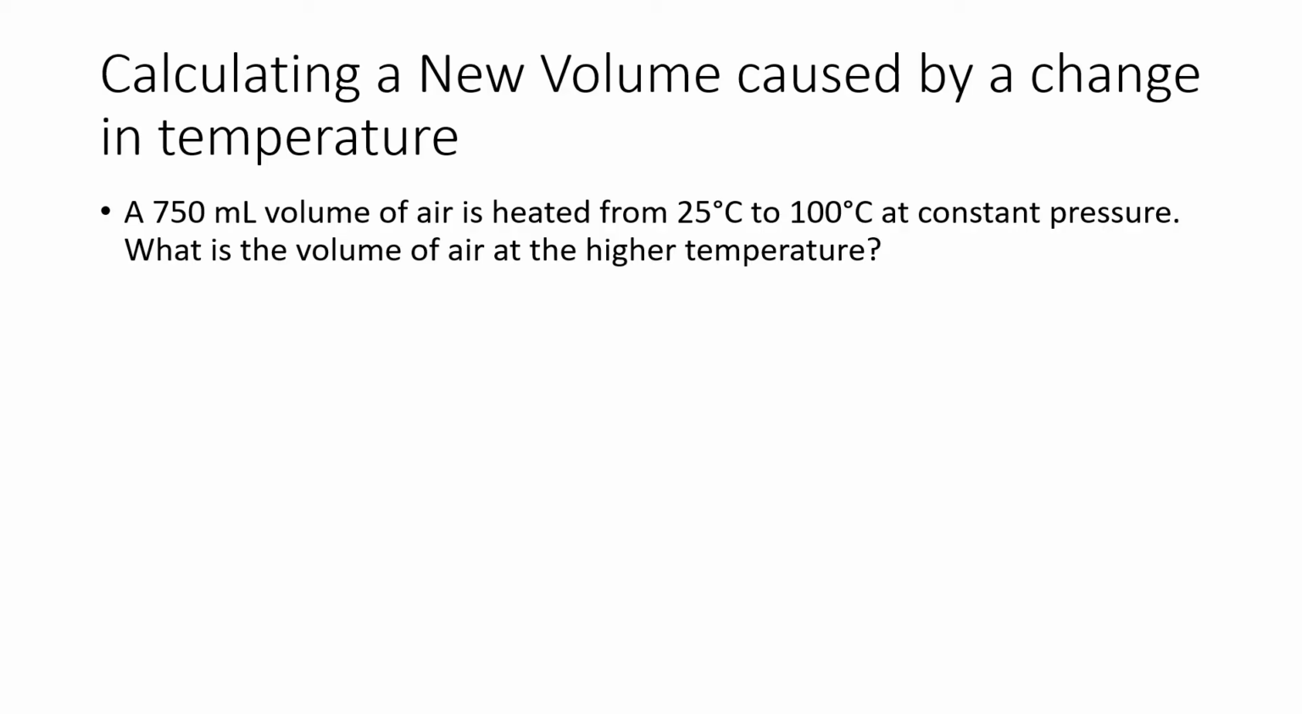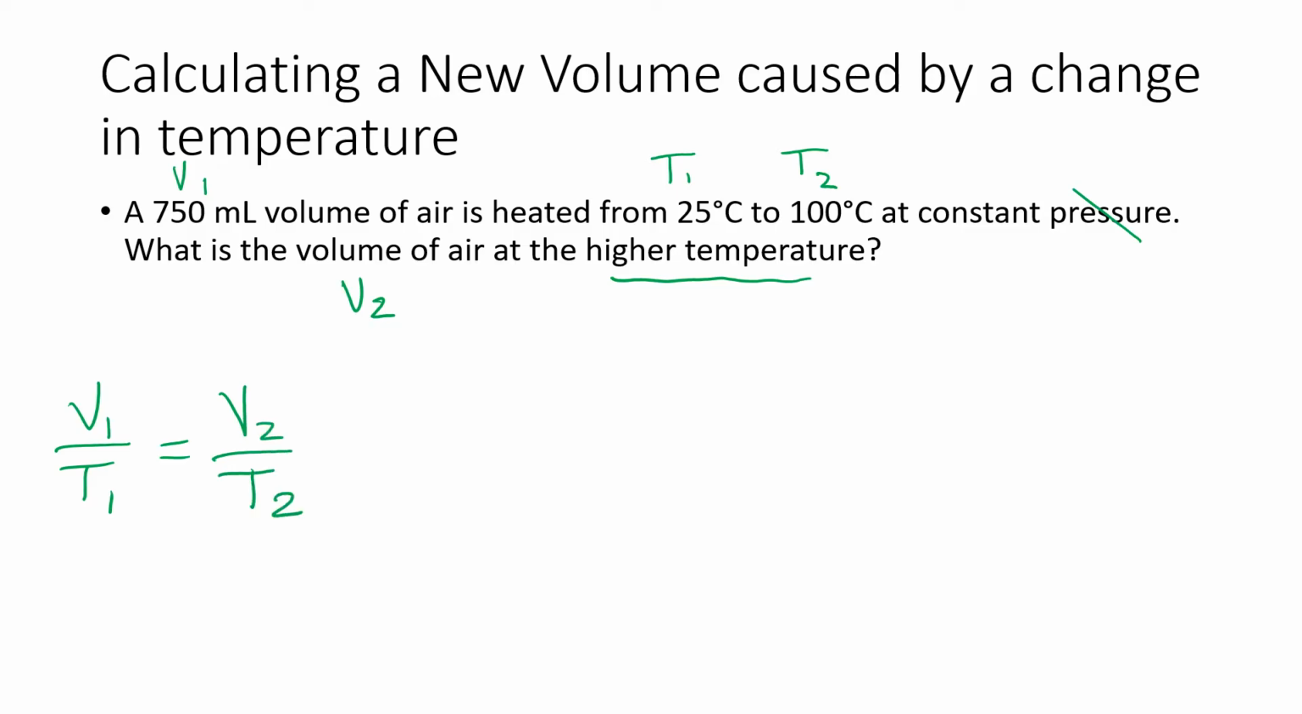So we have a volume. This is my first one. And a temperature here. It's heated to a different temperature. Pressure is constant, so we ignore that. What is the volume of air at the higher temperature? So what is my new volume after I heat it up? So my law: V1 over T1 equals V2 over T2. I am trying to solve for this one right here.